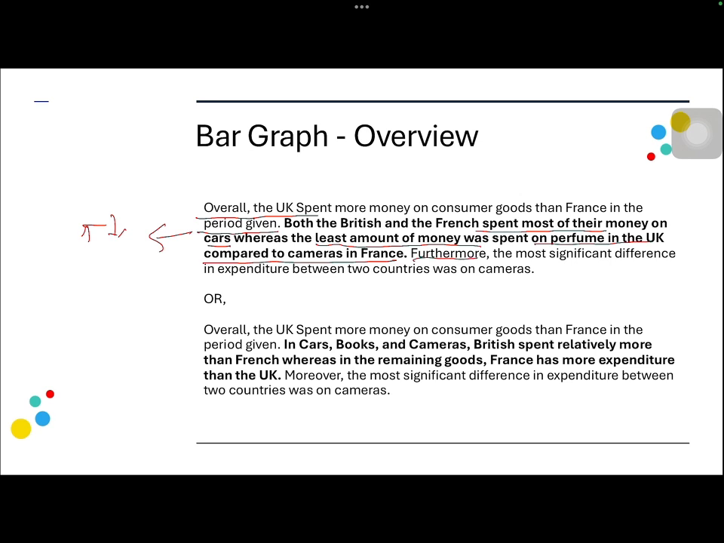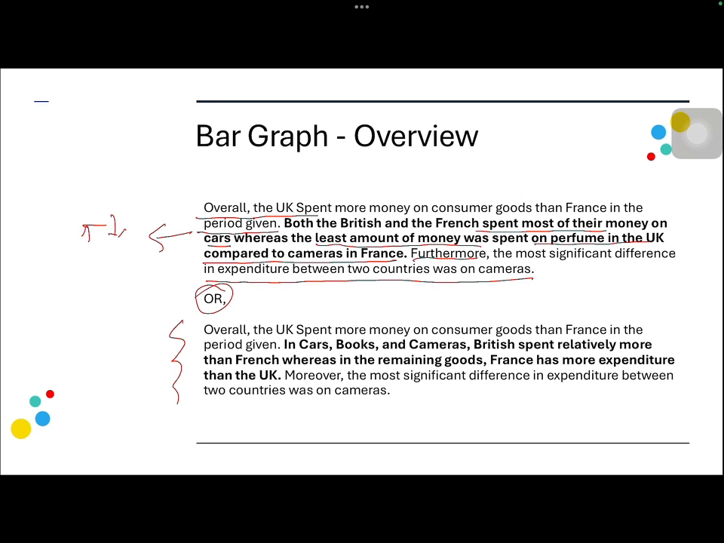Furthermore, the most significant difference in expenditure between two countries was on cameras. So now we have mentioned all the noticeable features and all the highlights that we had noted in our overview by using a few connectors here and there. Or there is another example of an overview for the same question as well.